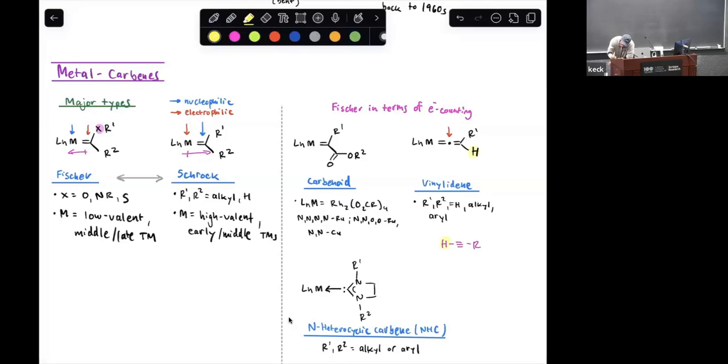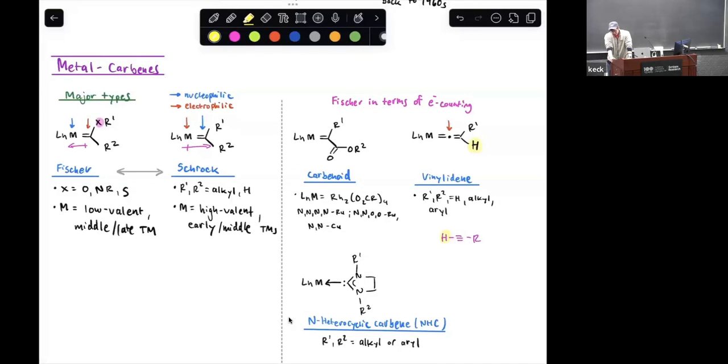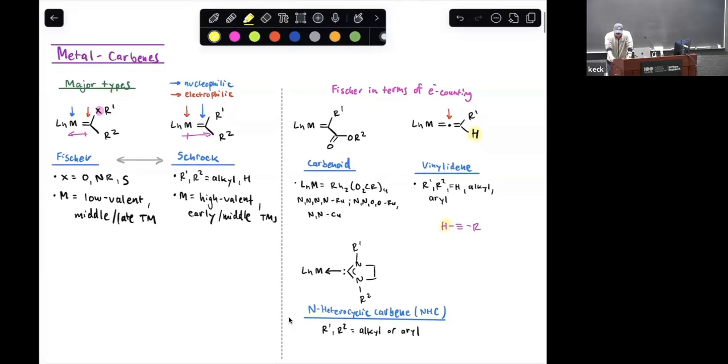The H atom slides over to this carbon, and then you form a carbon metal double bond. And because the vinylidene species have a singlet ground state in the free form, these are treated like Fischer type carbenes in terms of the electron counting.